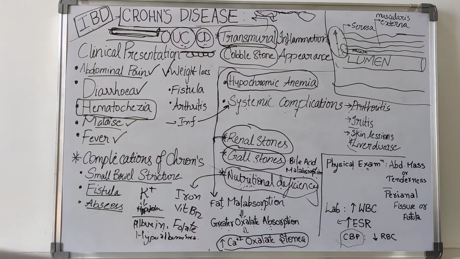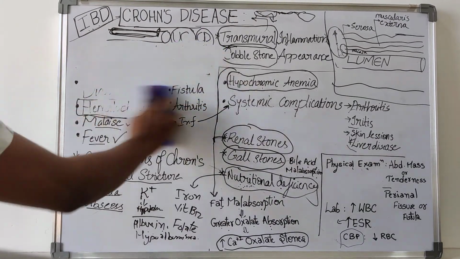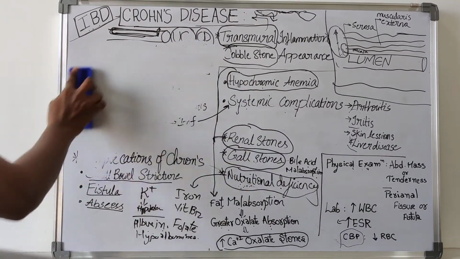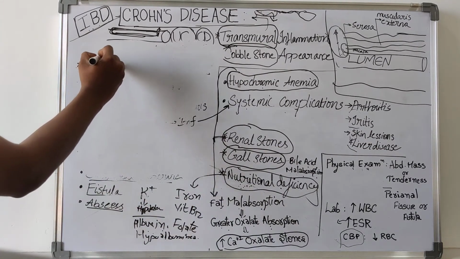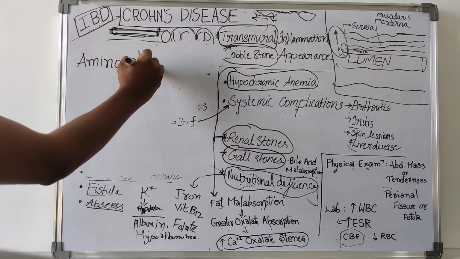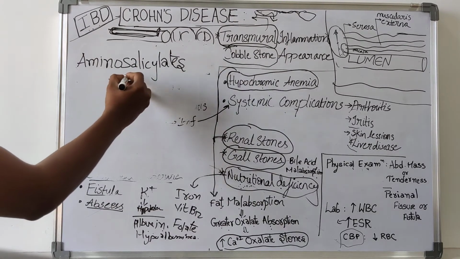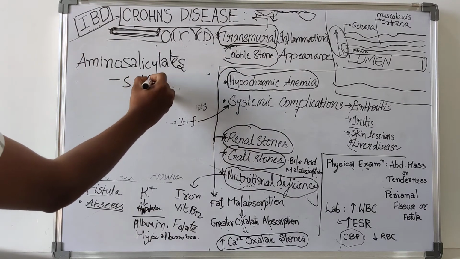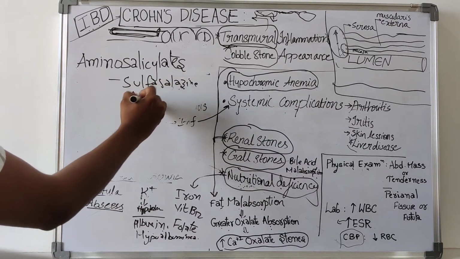Okay, and along with these things, what other things can be done to treat the patient? Treatment involves four categories of drugs. So what are the drugs that are used in the treatment of these patients? The first category is aminosalicylates. This will be a long-term treatment. Aminosalicylates like sulfasalazine and mesalamine can be used.